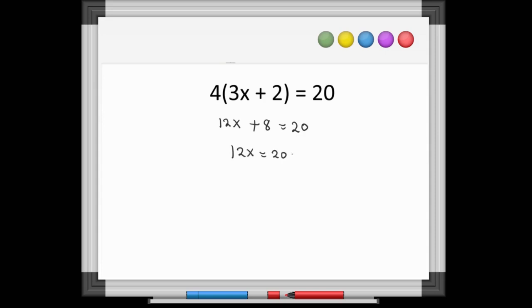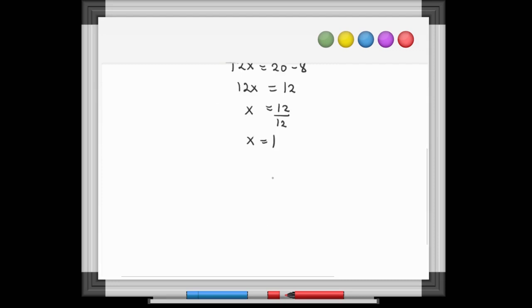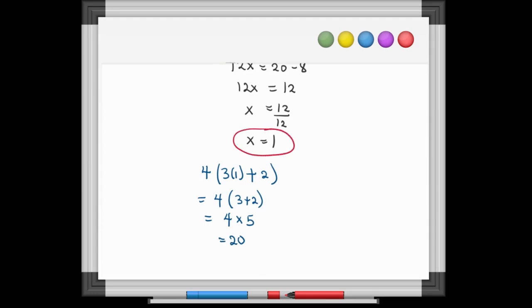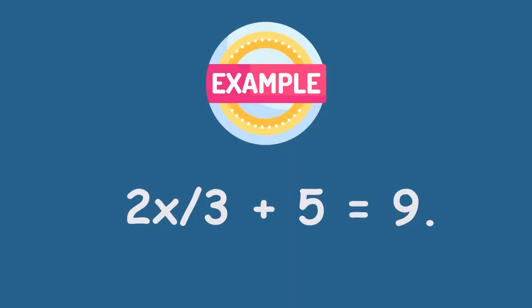Isolate x by moving the constant term 8 to the other side. 12x = 12. Step 4. Simplify. x = 12/12. Step 5. Solve for x: x = 1. Step 6. Verify. 4(3 * 1 + 2) = 4(3 + 2) = 4 times 5 = 20. So, our solution is correct. x is indeed 1.